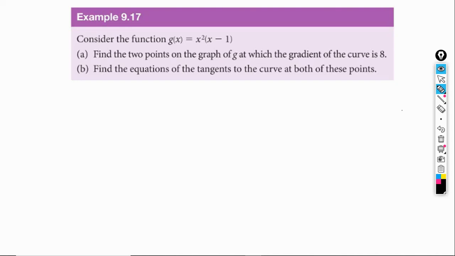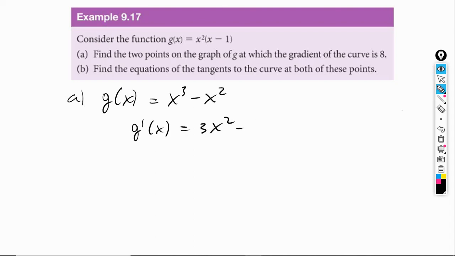It says, consider the function g of x equals x squared times x minus 1. Part A, find the 2 points of the graph of g at which the gradient of the curve is 8. Okay, so notice that we can rewrite g of x as x cubed minus x squared. And this makes it easier to differentiate. We won't have to use the product rule. So the derivative of g of x is going to equal 3x squared minus 2x.